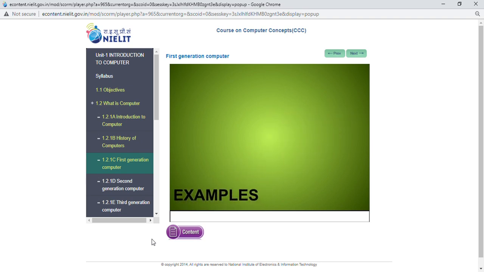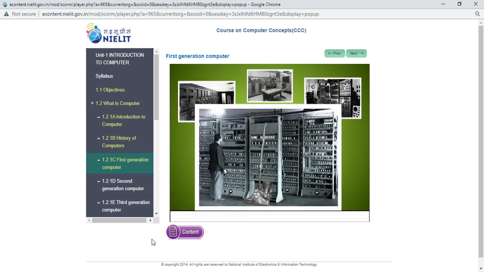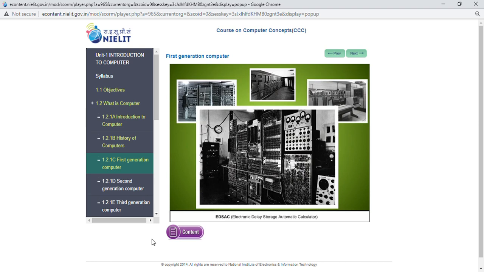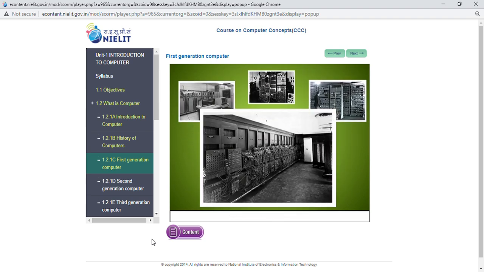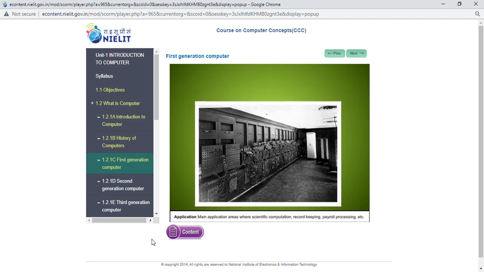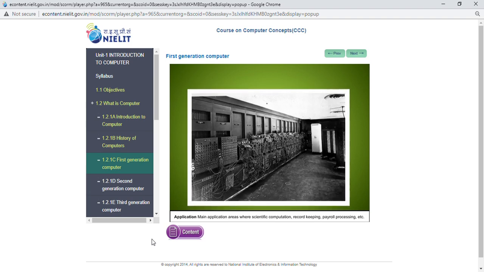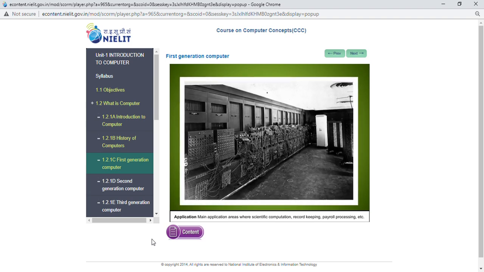Examples. EDVAC, Electronic Discrete Variable Automatic Computer. EDSAC, Electronic Delay Storage Automatic Calculator. UNIVAC, Universal Automatic Computer. ENIAC, Electronic Numerical Integrator and Computer. Application. Main application areas were scientific computation, record keeping, payroll processing, etc.